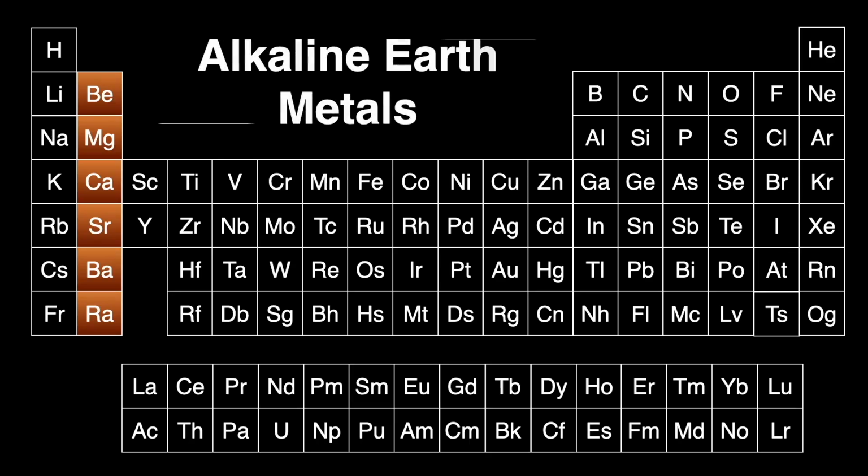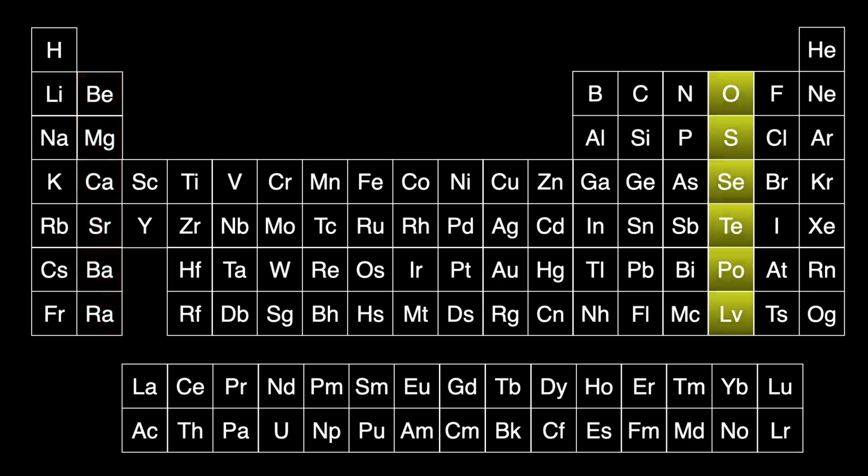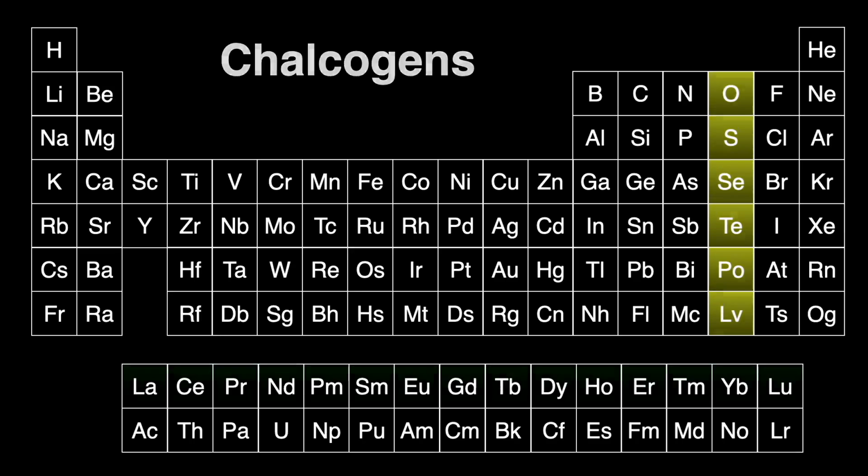One column in from the alkali metals, we find the slightly less reactive alkaline earth elements. These elements would have to lose 2 electrons to have full shells, and hence have a valence of +2. Likewise, with the elements one column in from the halogens, called the chalcogens, these elements want to gain 2 electrons, and have a valence of -2. They all share similar chemical qualities.